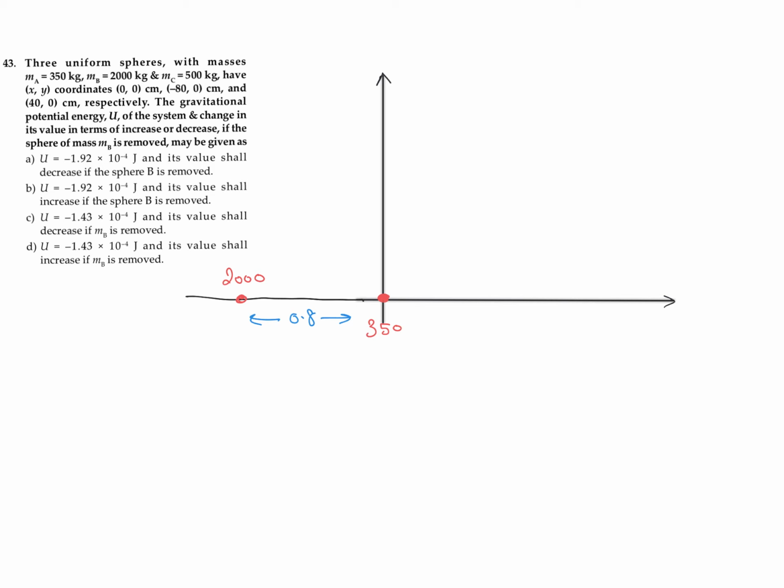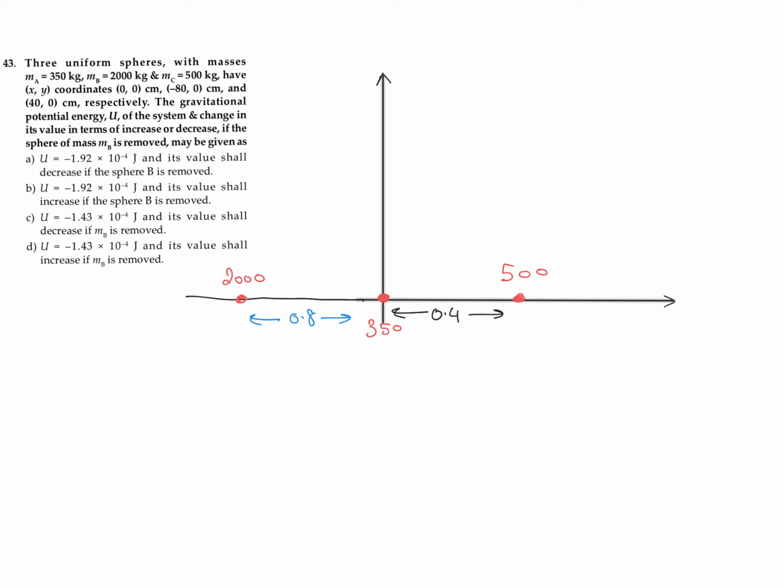Now the third particle, having a mass equal to 500 kilogram, is kept at a coordinate of 40, 0. So this is kept at a point somewhere over here, plus 40, and the y component is 0. Its magnitude is 500. Then we can find out the total potential energy of the system. This distance is also given as 40 centimeters, so we can write it as 0.4.